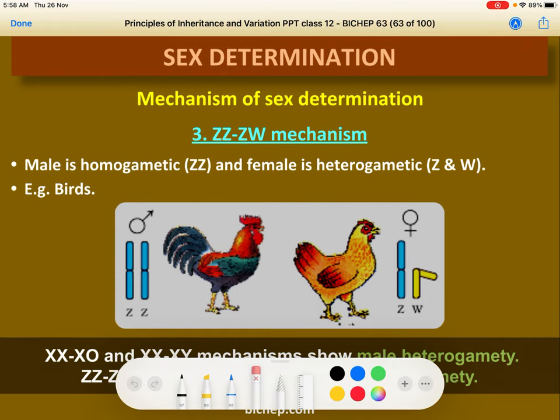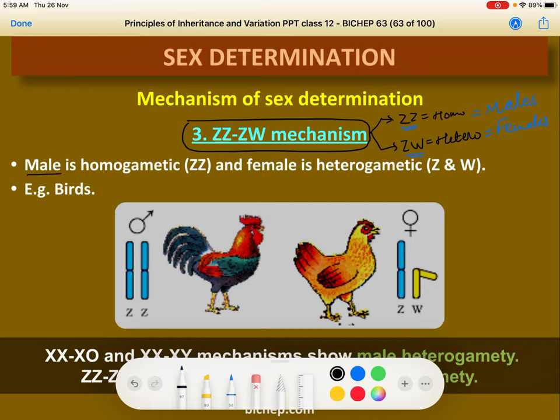Now, the third mode of sex determination is the ZW mechanism. It is almost similar to the XX-XY mechanism, but the only change is that here ZZ, that is homozygous, are males, and heterozygous, that is ZW, are females. So the determination process is reversed by homozygosity and heterozygosity here. This kind of mechanism is generally observed in birds, right? So it is known as the ZZ-ZW mechanism.